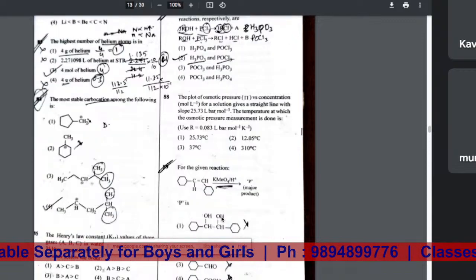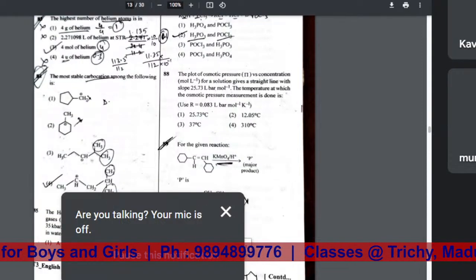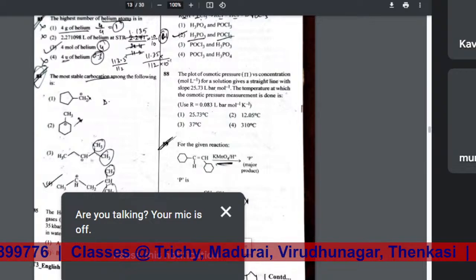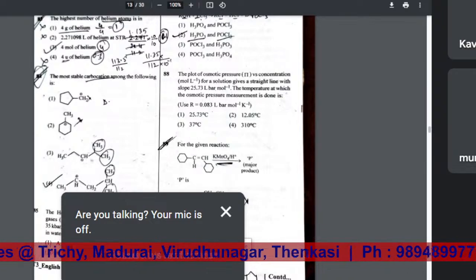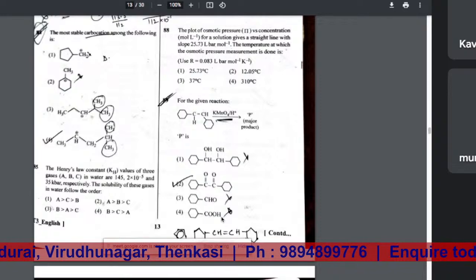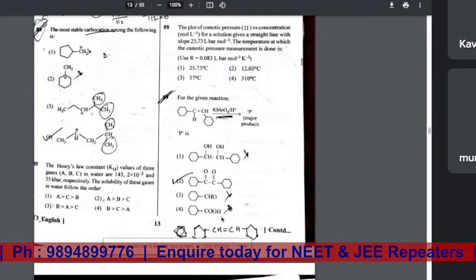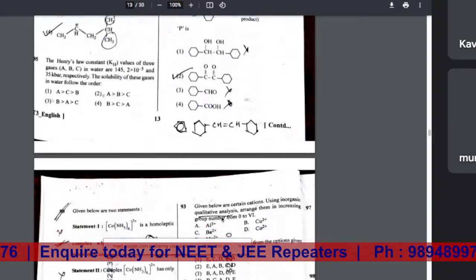Okay. Now, question number 89. For the given reaction, this is the reaction of alkene with acidified KMnO4. This is an oxidation reaction, so they will give carboxylic acid. So the correct answer is the fourth option.